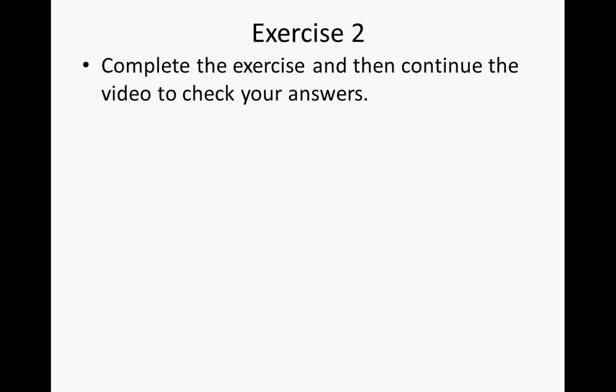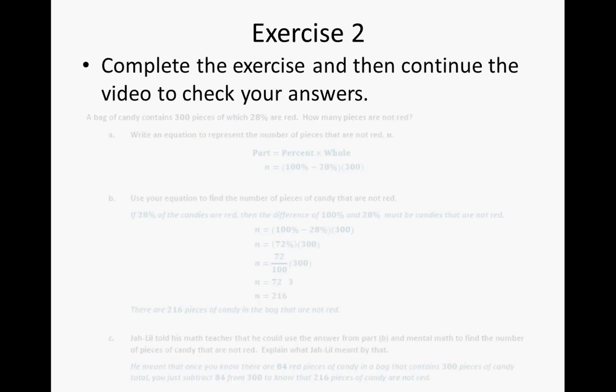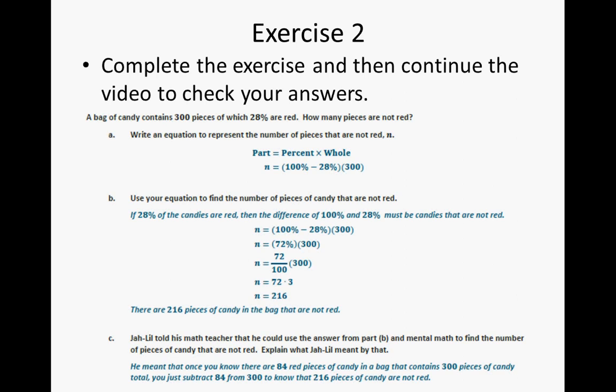All right, exercise 2. Complete the exercise and then continue the video to check your answers. All right, you should be done with exercise 2. If you followed the same pattern as the previous example, then this is what you would write. The bag of candy contains 300 pieces in which 28% are red. So now we've changed it. How many pieces are not red?